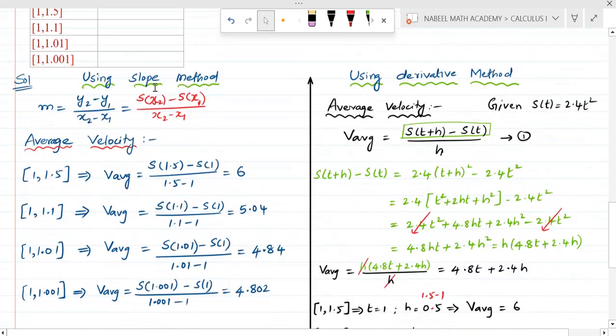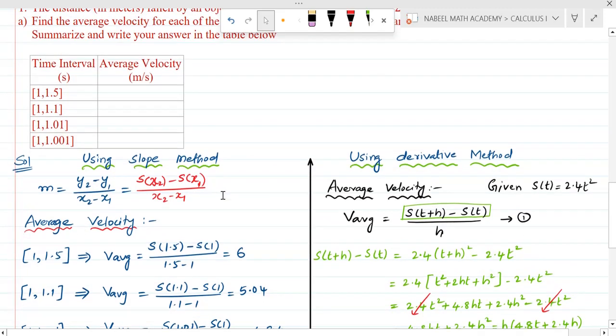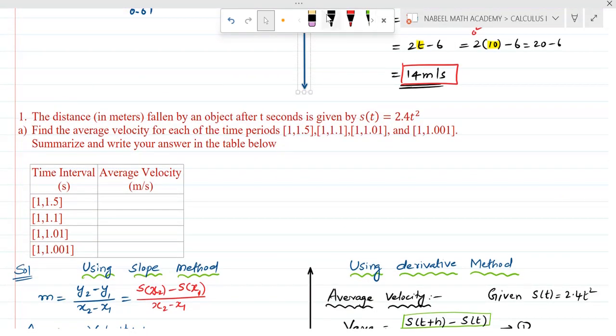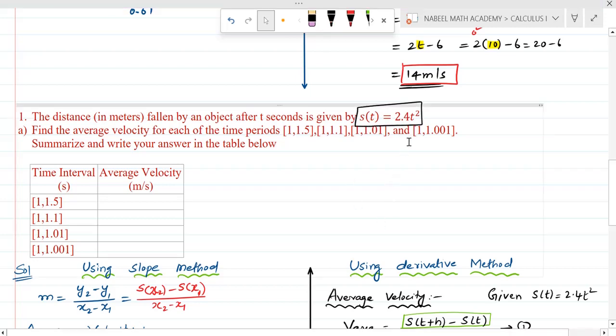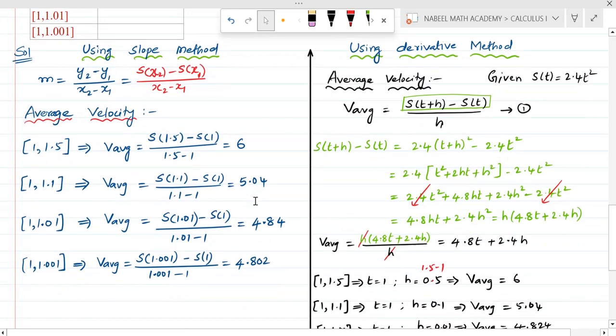Now this is the same slope rule. So m equals y2 minus y1 over x2 minus x1. Here s of t is 2.4 into t power 2. So I just put it in the calculator, give the 1.5 and 1 over 0.5, and the answer will be 6. So you will get the answer for the first term. Similarly, if you calculate all the terms, you will find the answer using the slope method.